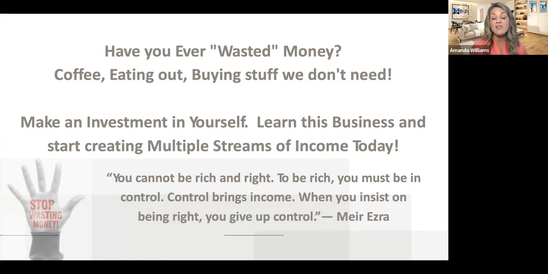And I love this quote. It says, you cannot be rich and right. To be rich, you must be in control. Control brings income. When you insist on being right, you give up control. You know why I like this? I like it because you just have to control the property. And so many people are like, no, you have to buy the property and you have to do all this. You have to put all this money in. No, you just have to control the property. That is it. Okay? That is it.